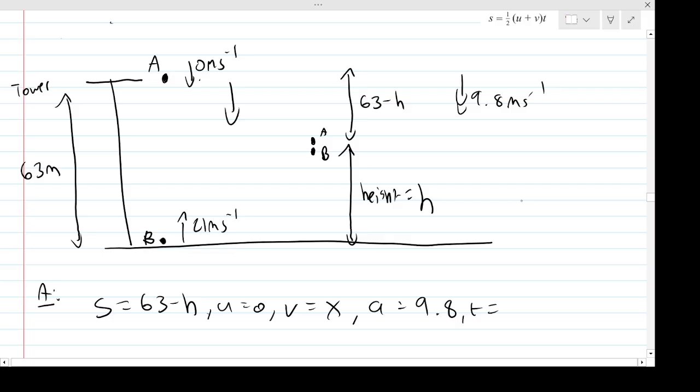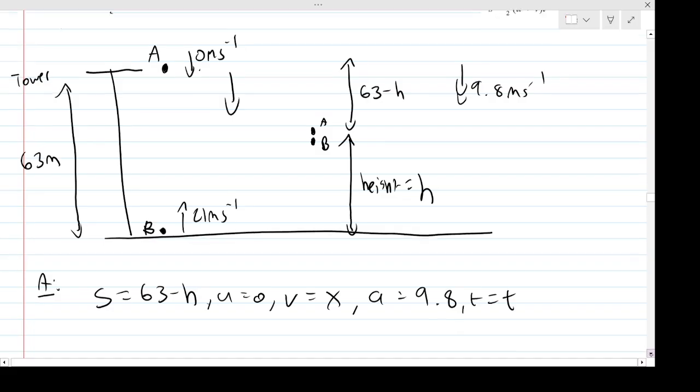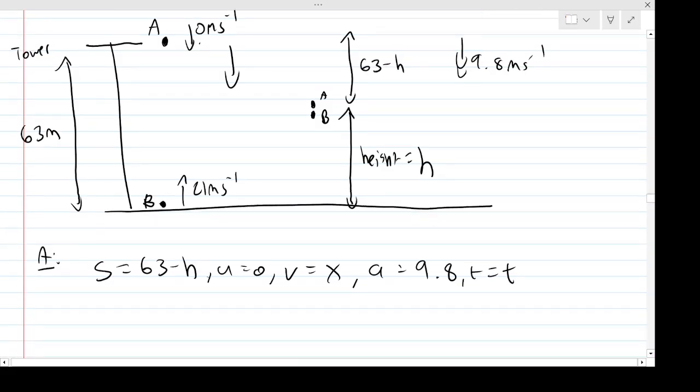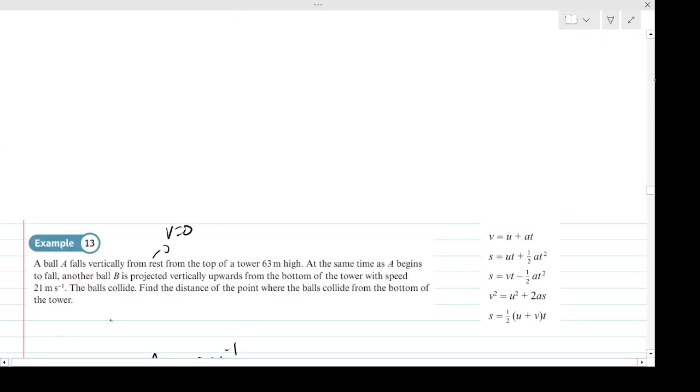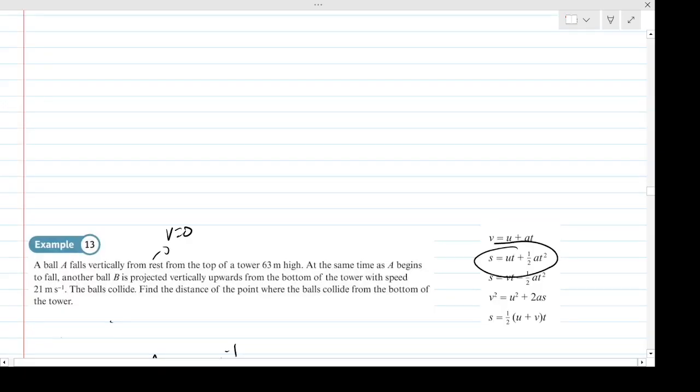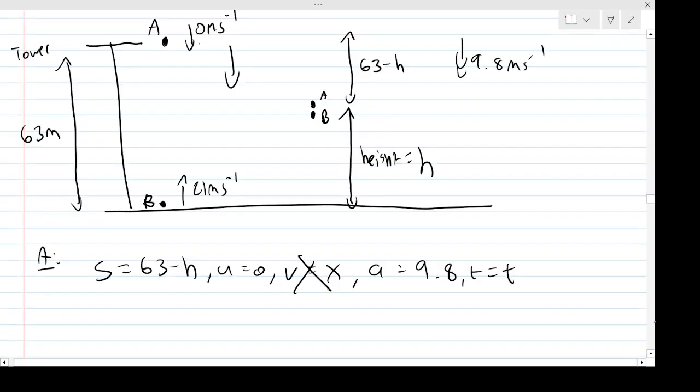well, actually, if you think about it, if they both start moving at the same time and then they meet at the same time, the time is the same. If I just call that time t, then both their motions are in the same time, right? So I'm going to leave it there. Since I don't care about v, the formula which does not have v in it is this one here: S is ut plus a half at squared.